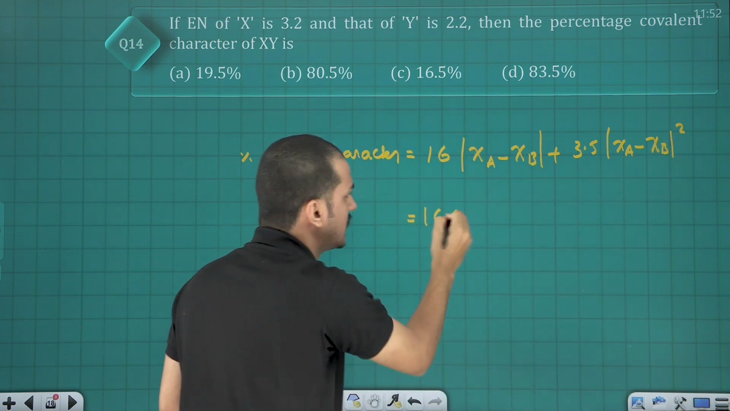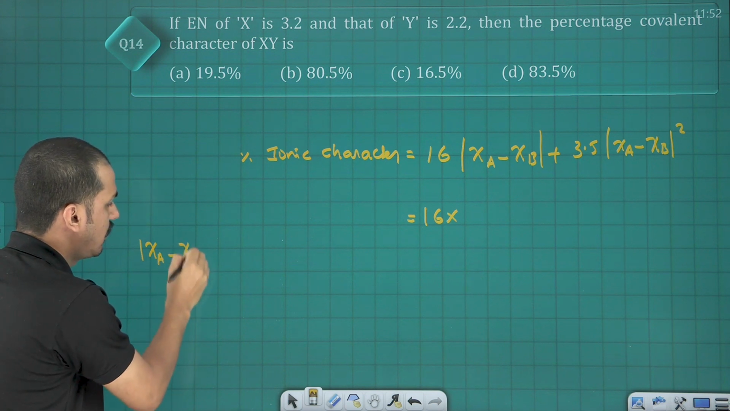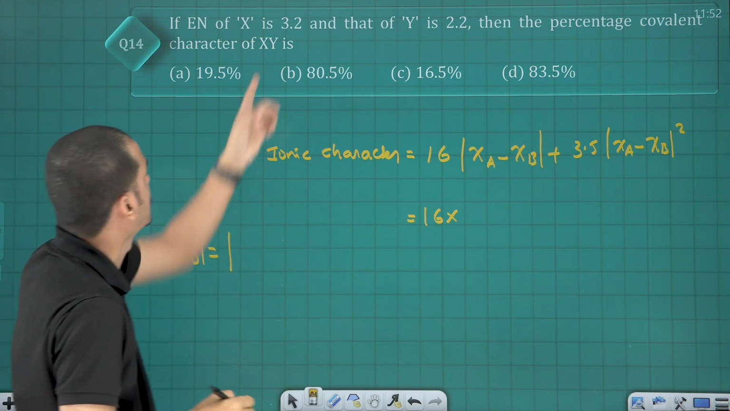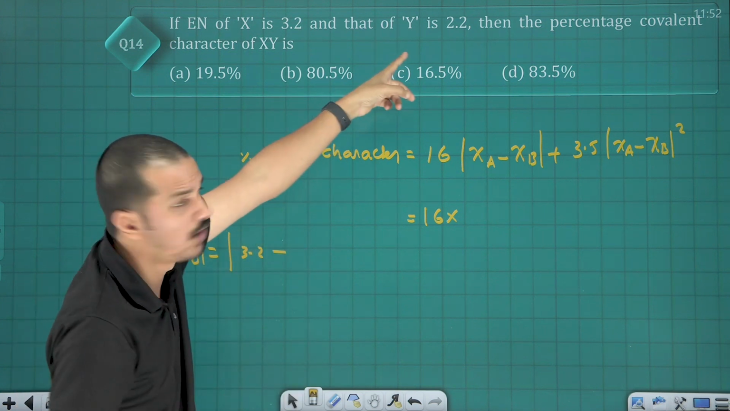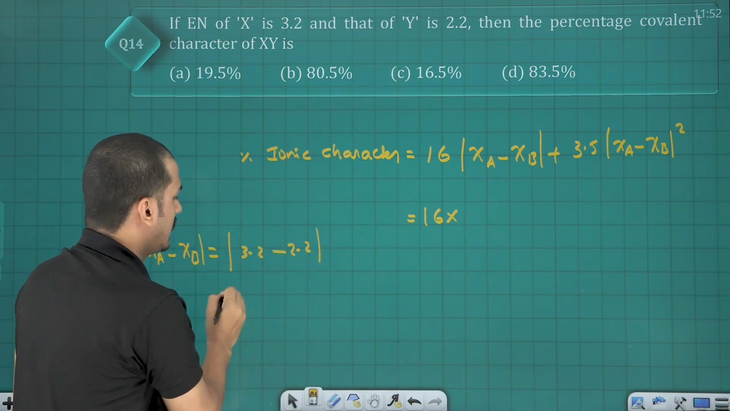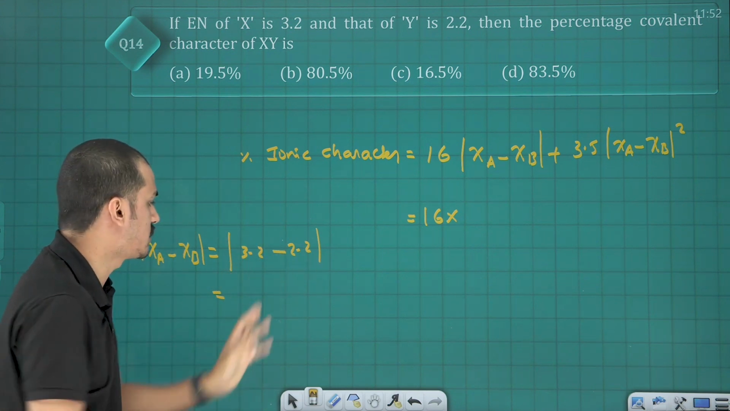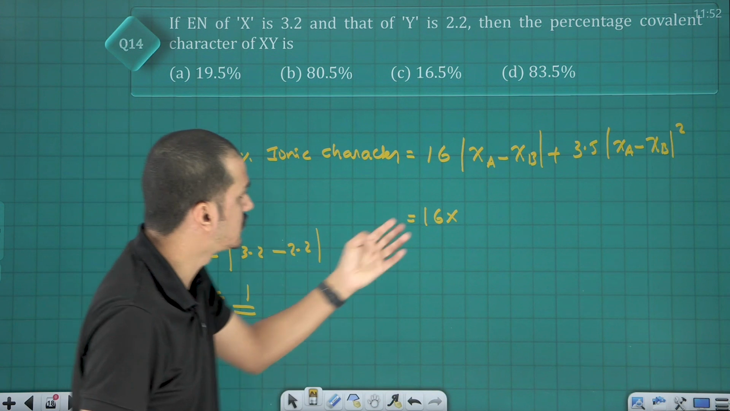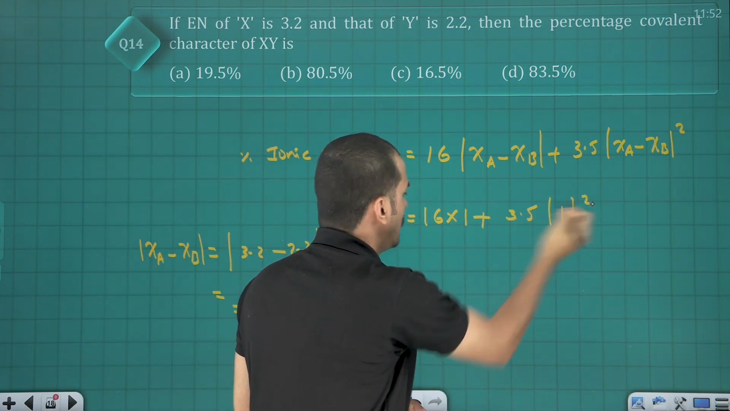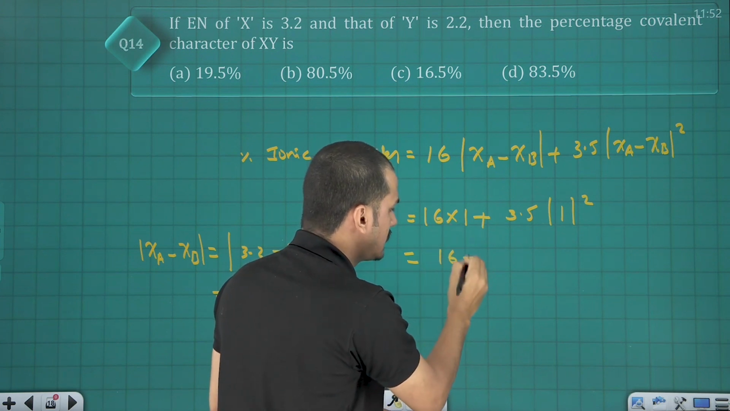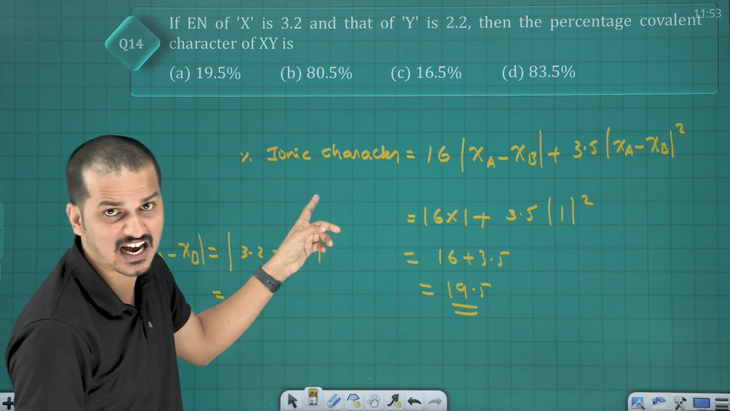So that is equal to 16 into (χA − χB). What is χA − χB? The modulus of χA − χB is the electronegativity difference. So the X value is 3.2 minus the Y value, 2.2. What is 3.2 minus 2.2? It is 1. So 16 into 1, plus 3.5 into 1 squared. That means 16 plus 3.5, that means 19.5 is the percentage ionic character.